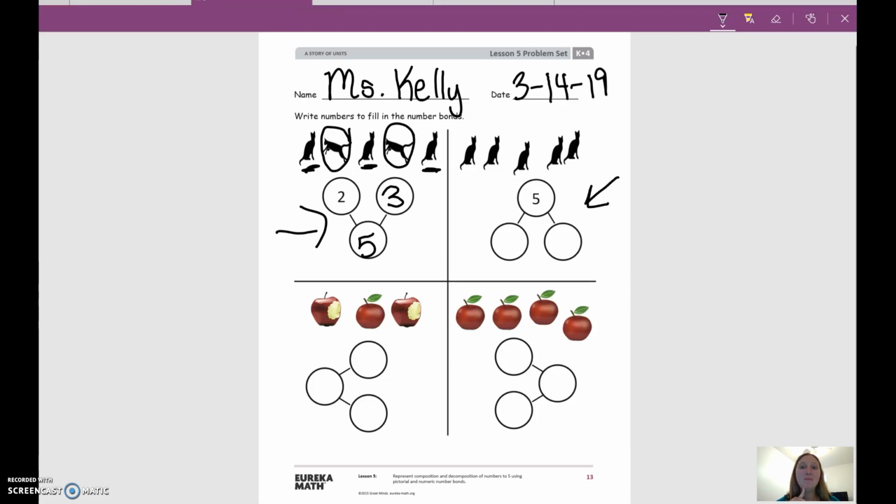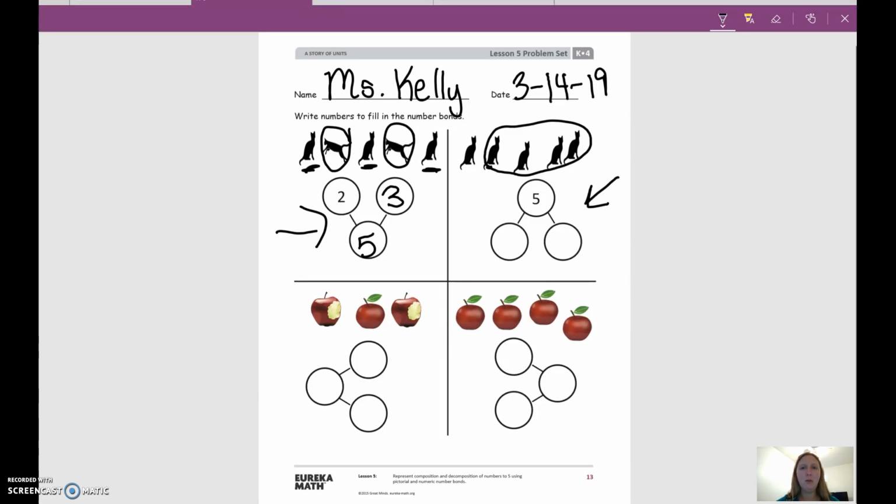Uh-oh, this time they all look the same. I'm gonna have to separate these cats myself. Let me see how I can make 2 groups of cats. What if I circle this group? Now I have 2 groups of cats. I know there are still 5 cats in all. That's why 5 is in the whole.